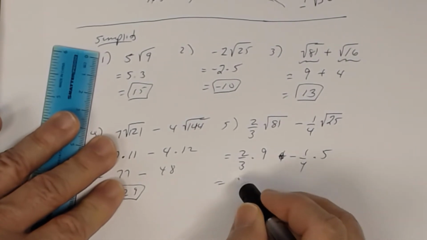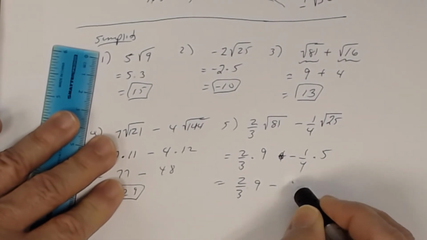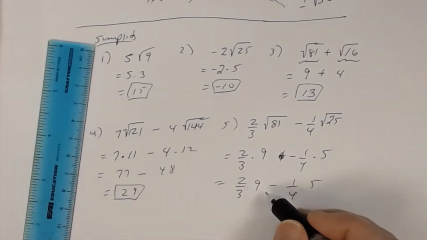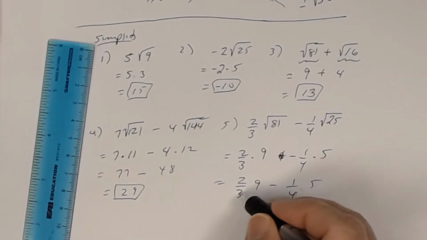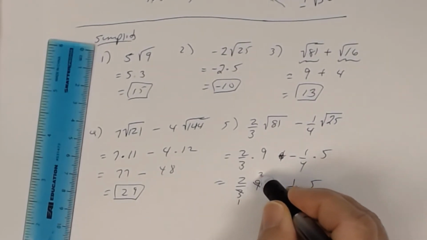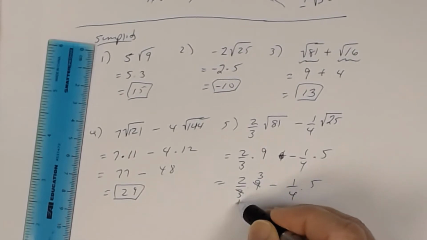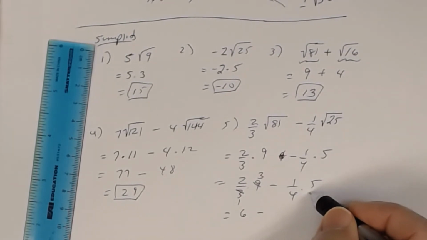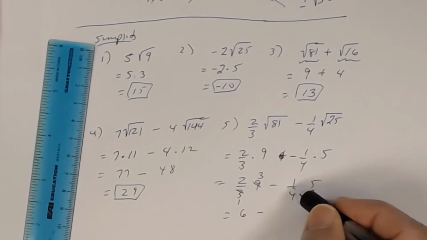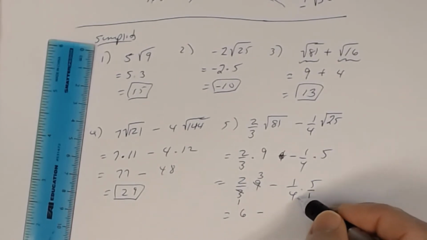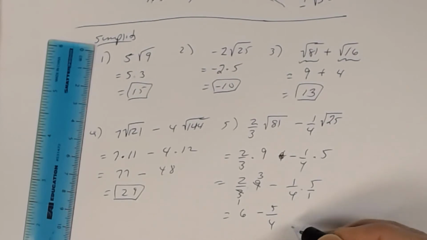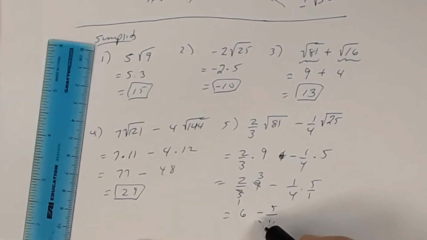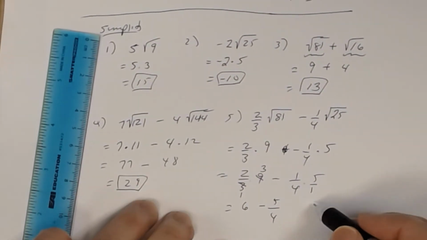But let me go ahead and rewrite this over so I can reduce. So I can reduce here. 3 into 3 is 1. 3 into 9 is 3. So I get 2 over 1 is 2 times 3, which is 6. Minus, now I can't reduce here, so 1/4 times 5, and if you need to rewrite 5 as 5 over 1, then do that. 1 times 5 is 5, 4 times 1 is 4, so I get 5/4. And then 6 minus 5/4.